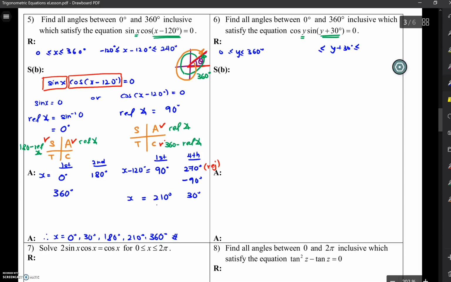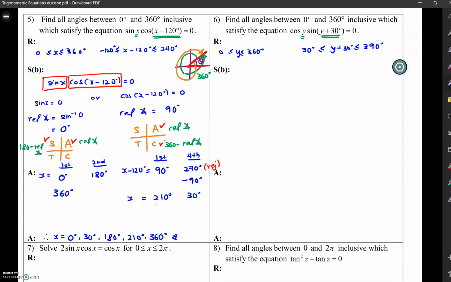Similarly from the previous examples, we will just sub in the lower limit into y plus 30 degrees. 0 plus 30 degrees is 30 degrees. 360 plus 30 degrees is 390 degrees. So this is the range that we have found.